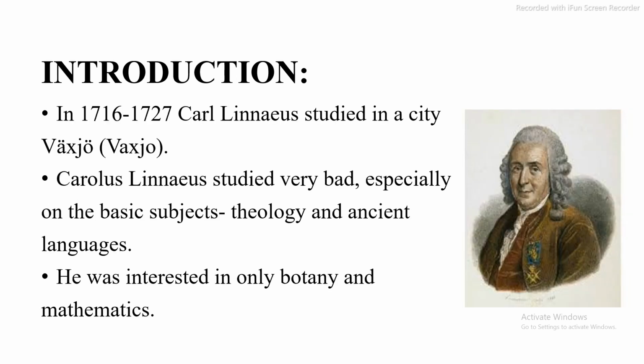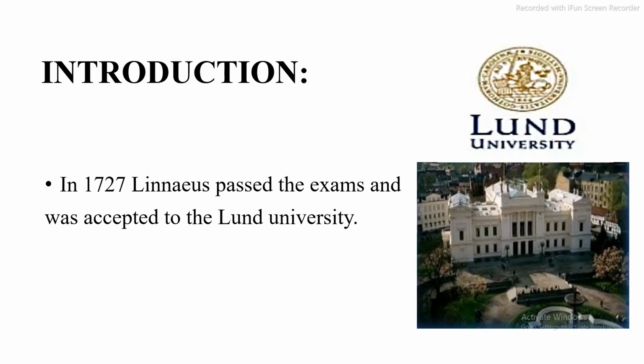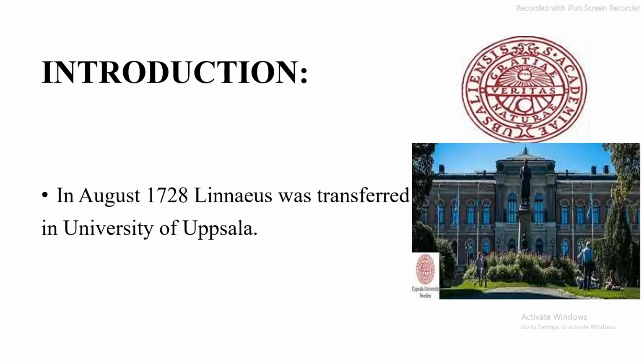From 1716 to 1727, Carolus Linnaeus studied in the city of Växjö. He studied very badly, especially the basic subjects like theology and ancient languages. He was only interested in botany and mathematics. In 1727, Linnaeus passed the exams and was accepted to Lund University, as shown in the figure. In August 1728, Linnaeus transferred to the University of Uppsala, as you can see in the figure.